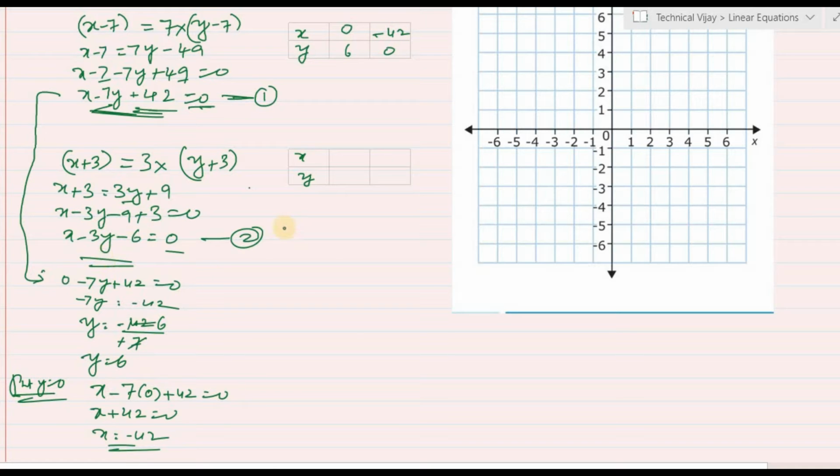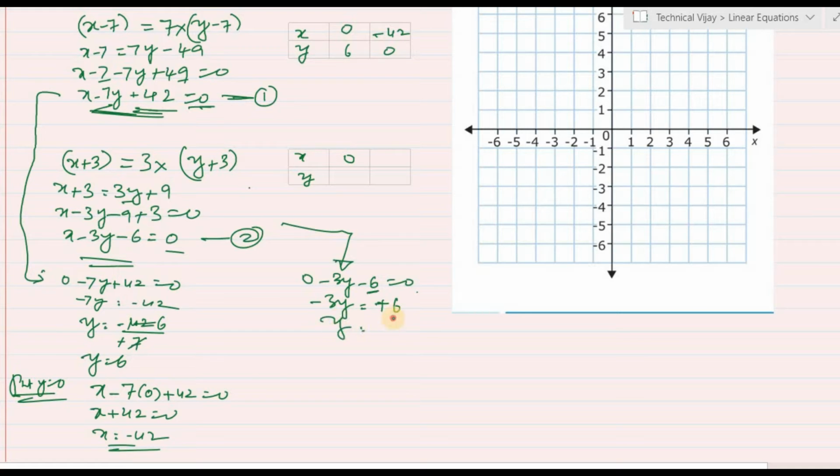So in the same way, you can try for this equation also. So here put x equal to 0. So here x means 0 minus 3y minus 6 equal to 0. So minus 3y is equal to plus 6, because this LHS comes to RHS.